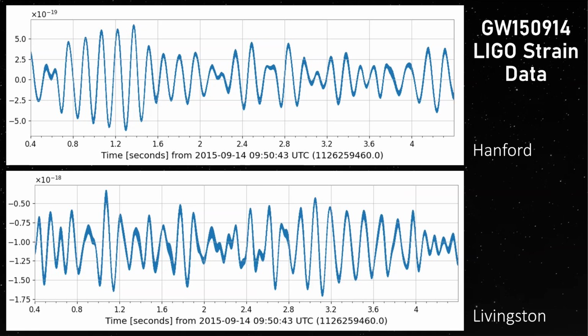This interference pattern can be plotted on a graph. The graphs here show the strain, the tiny stretching and squeezing of space, as a function of time. These graphs show the gravitational waves caused by the event GW150914, which is a merger of two black holes. They show peaks corresponding to the precise time of the merger when the gravitational wave signal was the strongest.